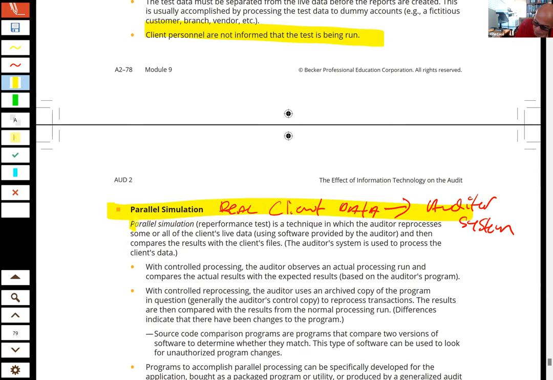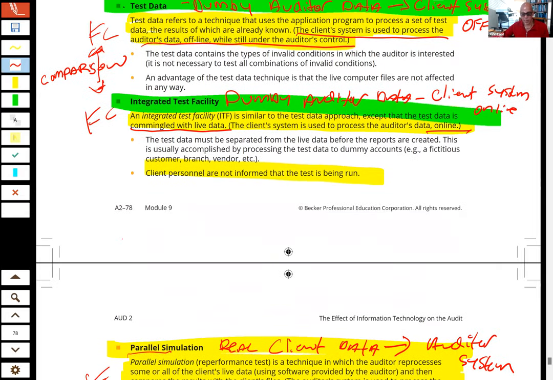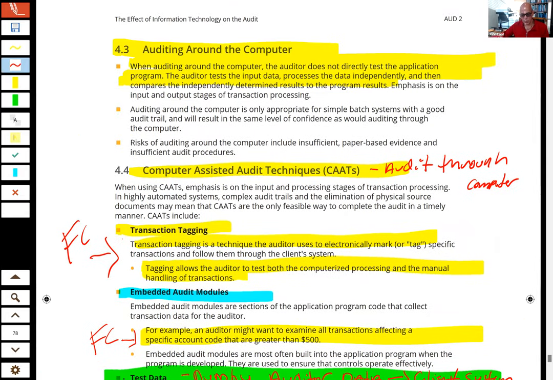And notice there that we are really going to compare the client's results using the client's data to what our program says. And again, the names are very descriptive. Parallel simulation, we are simulating on a parallel level what the client system is supposed to do versus the auditor system. Okay. So when you look at these five computer-assisted audit techniques, and I've asked you to flashcard them, the titles are very descriptive.